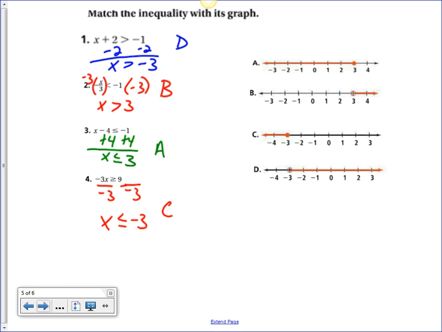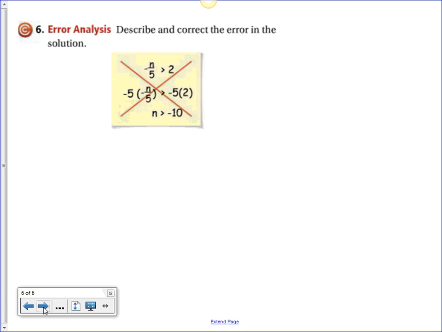Okay, one last slide, I believe. Okay, error analysis. Describe and correct the error in the solution. So pause the video, take a look, see what you find for an error.